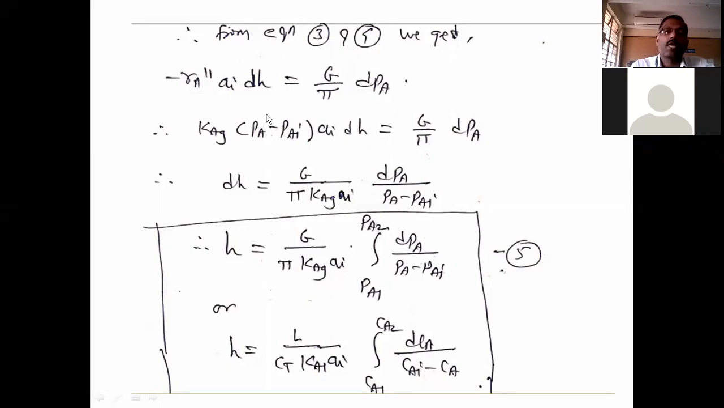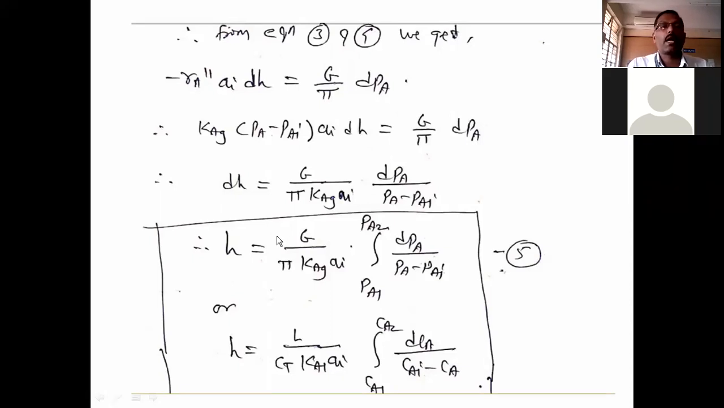Now for the liquid film, the same equation. If you solve for the liquid film, minus RA into AI into dH is equal to L upon CT into dCA. Solving this equation for the liquid film, we obtain H is equal to L upon CT into kL into AI, integration from CA1 to CA2 of dC upon (CAI minus C). So this equation is for calculating the height of the tower for straight mass transfer for absorption, where there is no chemical reaction.